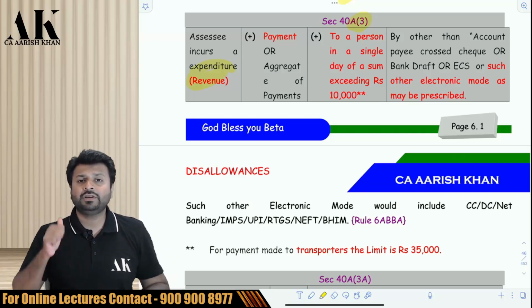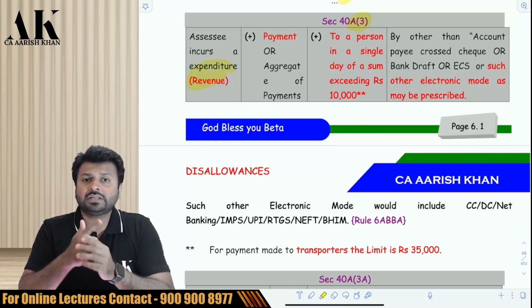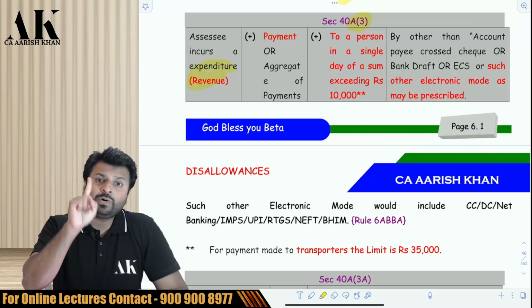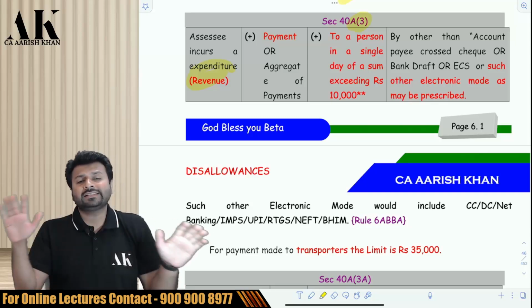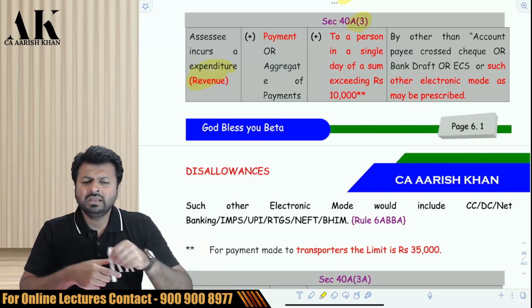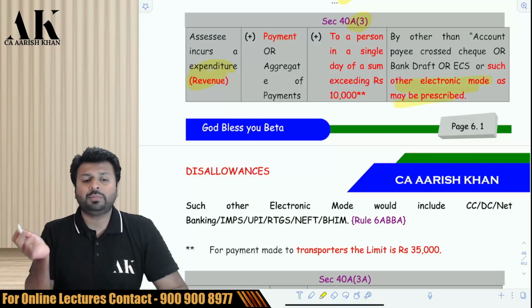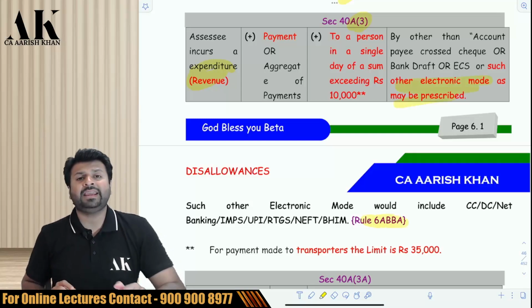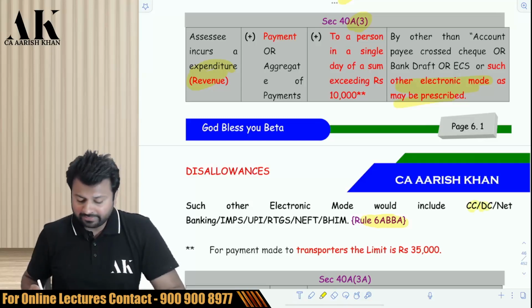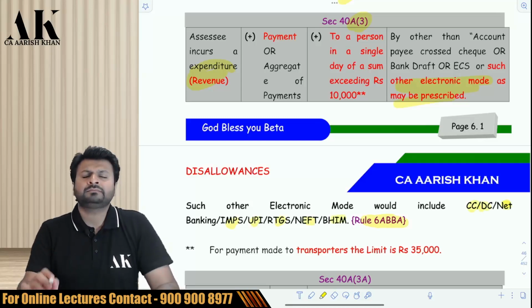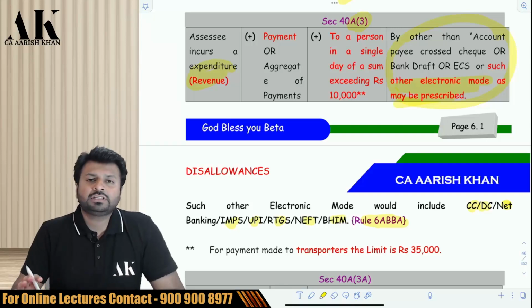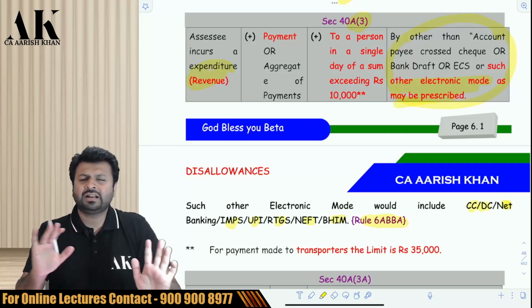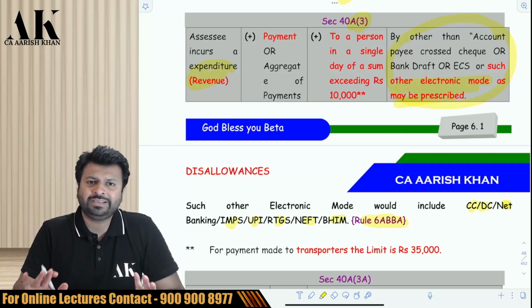If you are incurring a revenue expenditure and making a payment with respect to it to one person in a day, then you should make the payment by account payee cheque, account payee draft, ECS, or such other electronic mode as may be prescribed. What is that other electronic mode? The government has prescribed it under Rule 6ABBA, and it includes credit card, debit card, net banking, IMPS, UPI, RTGS, NEFT and BHIM. Please keep this in mind, because the phrase 'account payee cheque, account payee draft, ECS, or such other electronic mode as may be prescribed' comes around 12 to 13 times under income tax law at different places.